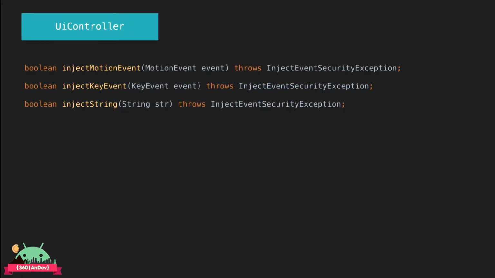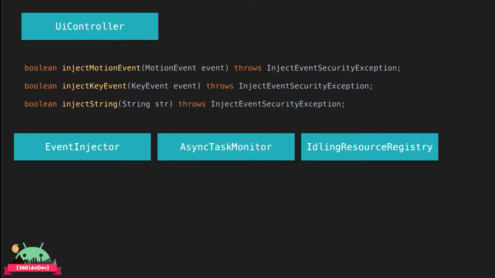Something that can be familiar now is the dependencies that we are using. We are using an event injector that we saw before, an async task monitor, and an idle resource registry. As you know, the idle resource is one technique provided by Espresso to do the operations in background, to wait till the operation in background is done. And this class is trying to check that all the idle resources registered in the application are idle.